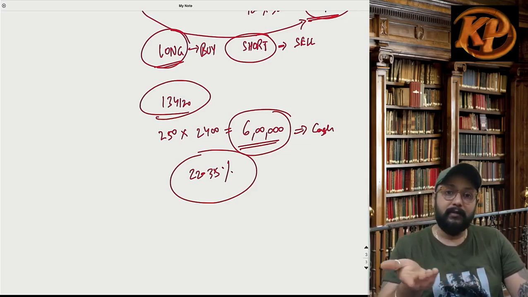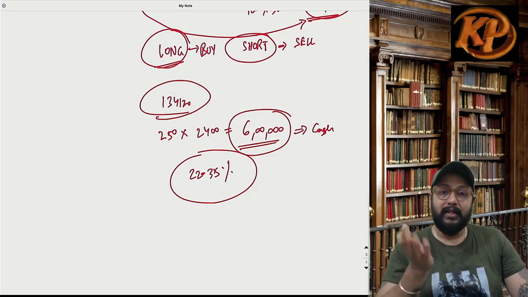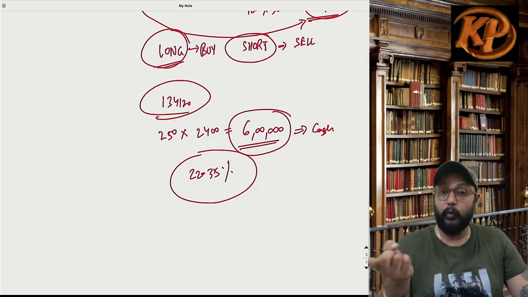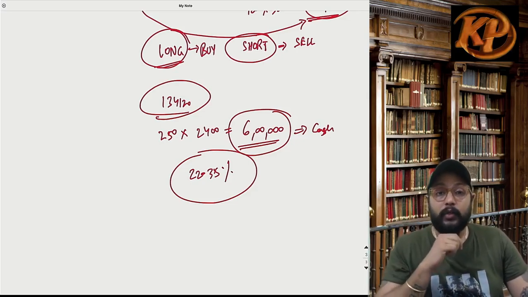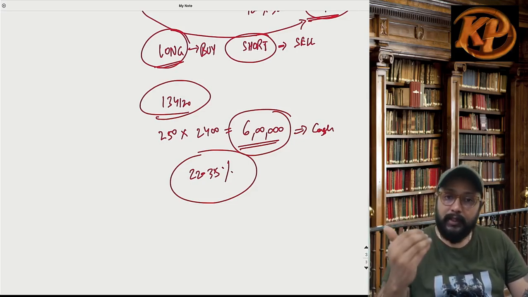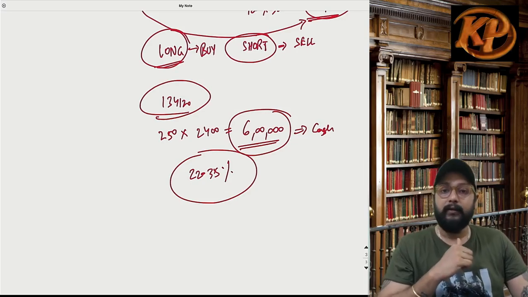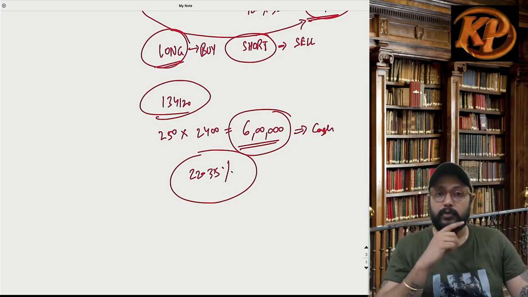Just by having 1,35,000 in hand, things are not going to work for me, because tomorrow if Reliance starts falling below 2,400, then my broker is going to ask me for the excess money to be paid. And if I fail to pay, they will square off my position.